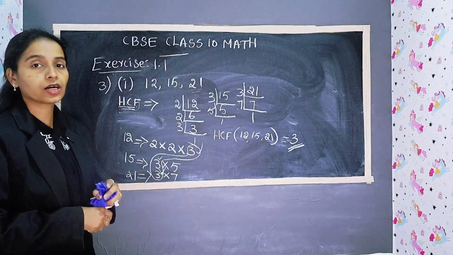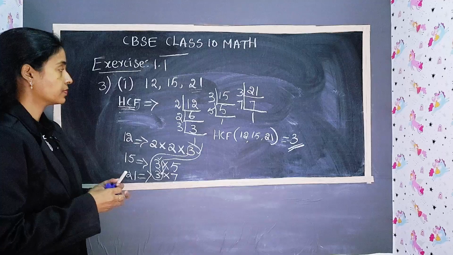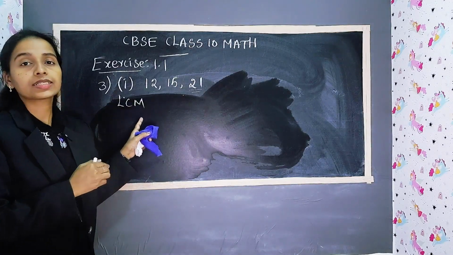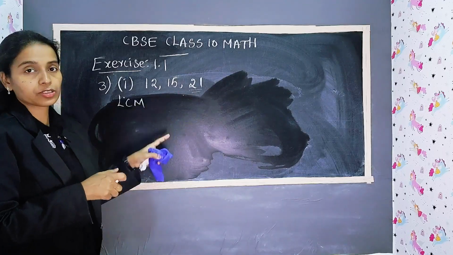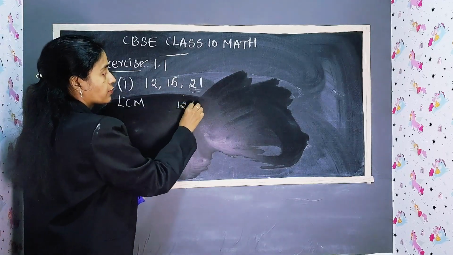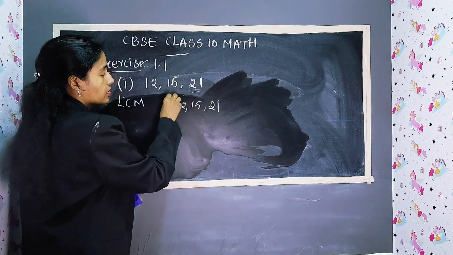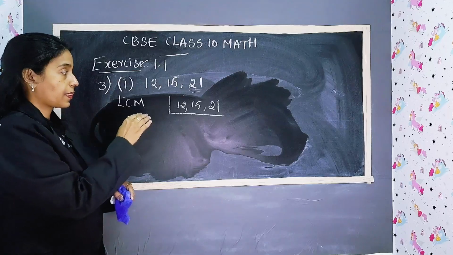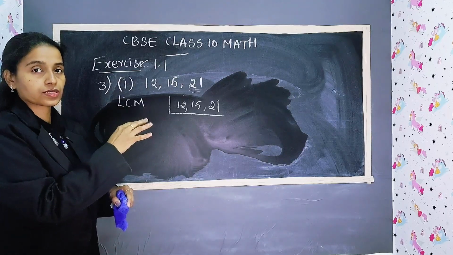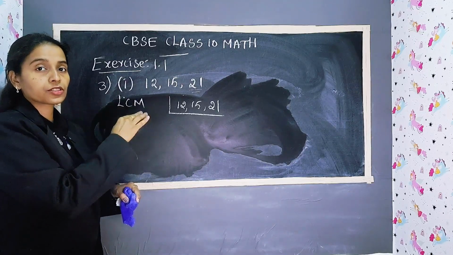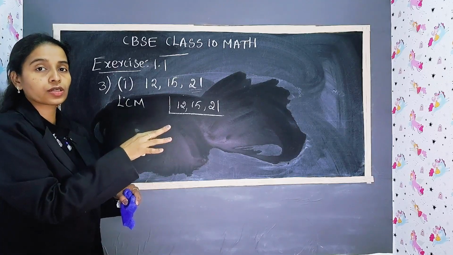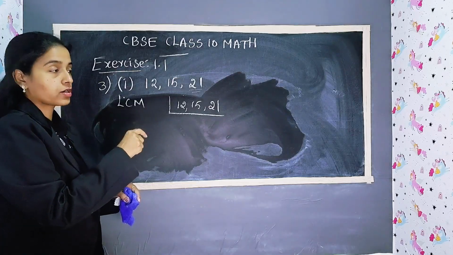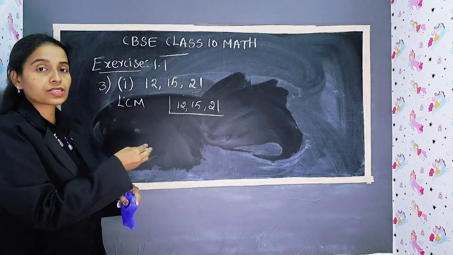Now we should find out LCM. Okay. Next is LCM, least common multiple. For finding LCM, we can write all these three numbers together: 12, 15, 21. We have to divide the numbers by the smallest factors first. If it is divided completely, we should take that number. If it is not, we should not divide that number. We should write the number as it is. Already we had discussed this in previous classes.